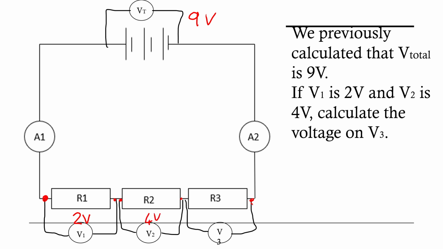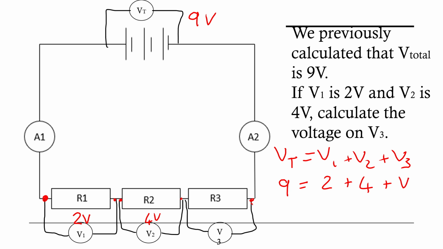The awesome thing about voltage in series is that we just add them together, just like for resistors. So V total is going to be V1 plus V2 plus V3. They told us V total was 9. They told us V1 is 2. They told us V2 is 4. We can then solve for V3. So these are pluses on this side, so it's a +6. When we take it to this side, it becomes a -6, and that means we then have 3 volts.